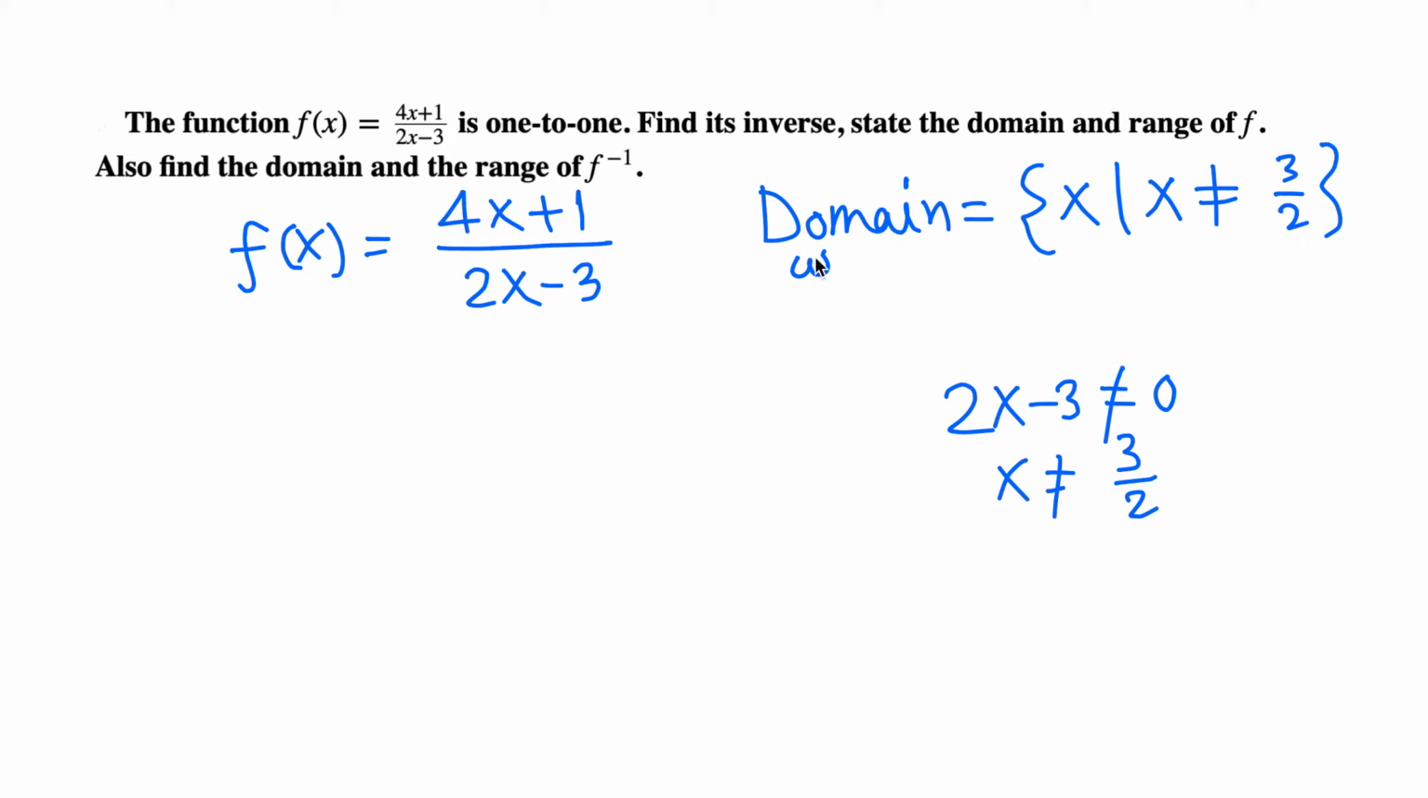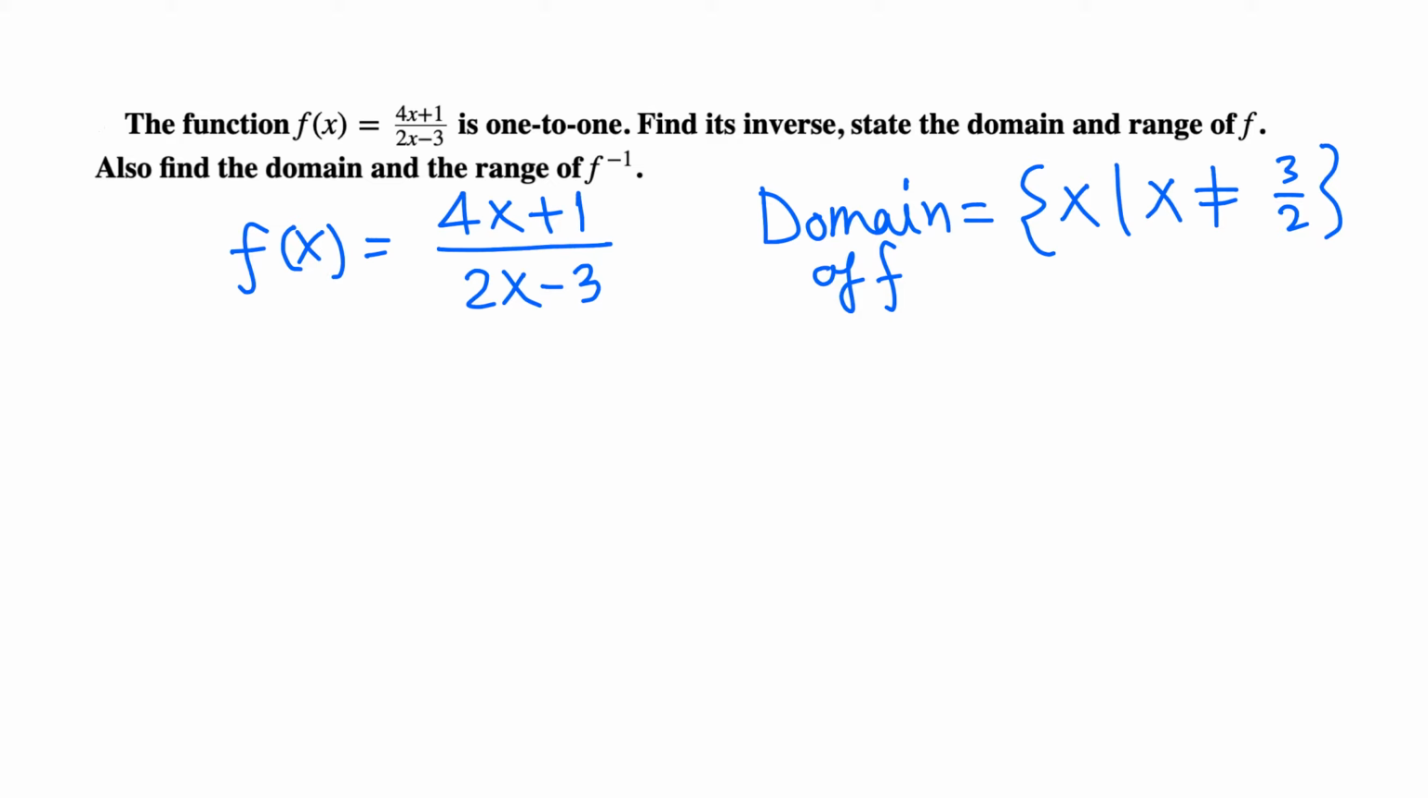Domain of f, okay, this function. Domain of the given function. Now since this is one-to-one, we can find its inverse. We can write f(x), this is y by the way, y equals the given function.